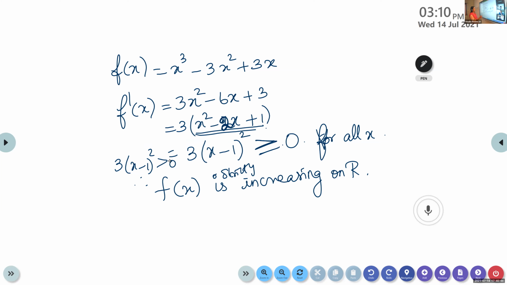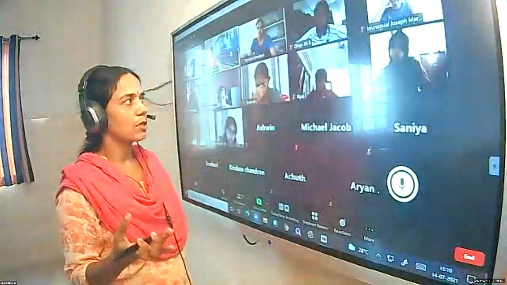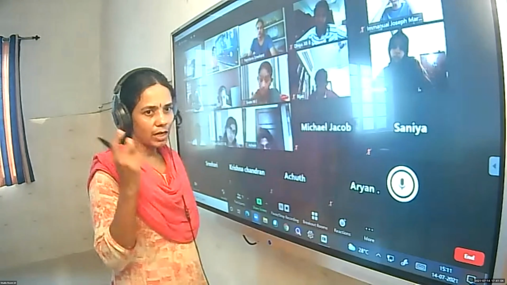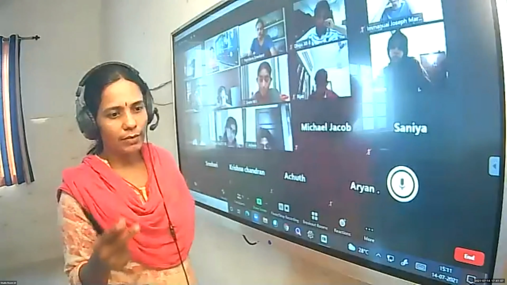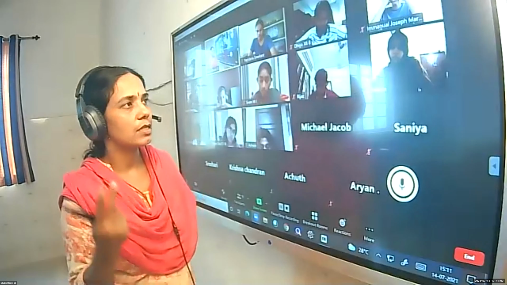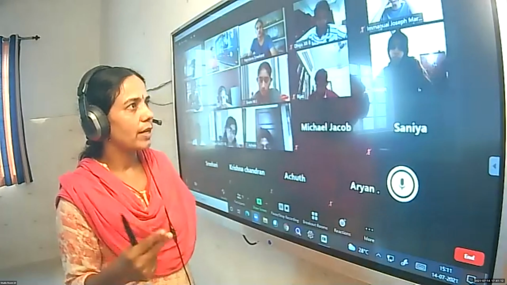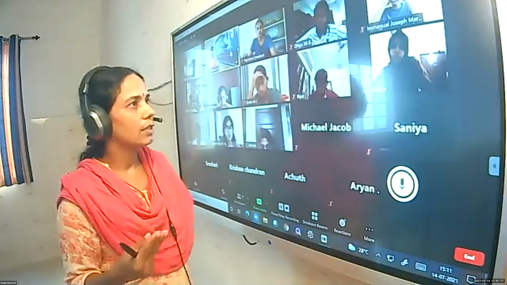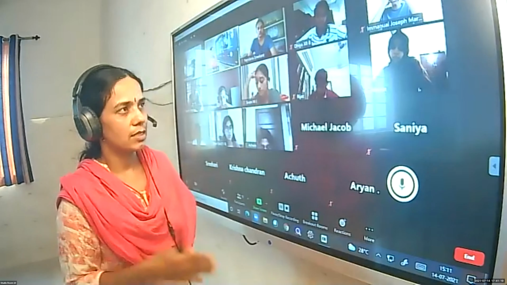So listen children, whenever we are given functions like this, all the time it is not possible to write in this form. That is, in square form we can't write a plus b the whole square or a minus b the whole square. In that case, how do we have to solve it? Is it clear? Till now, we are given the functions which we already know: e raised to x is always positive, x square will always be positive, a plus b the whole square or a minus b the whole square will always be positive. We use that concept.